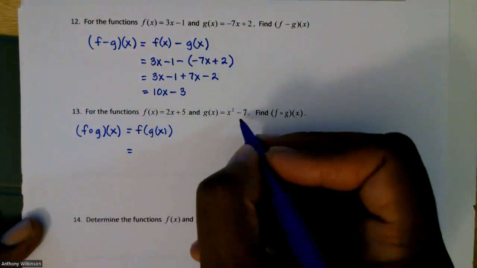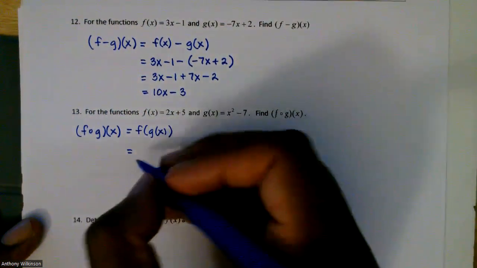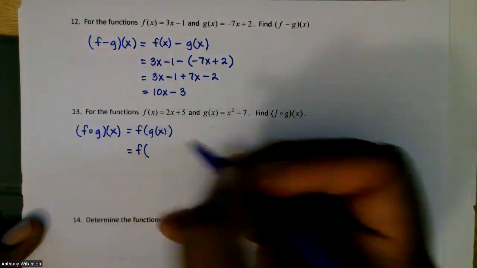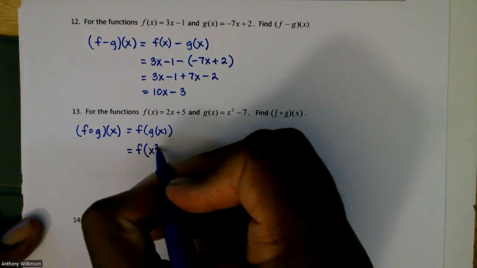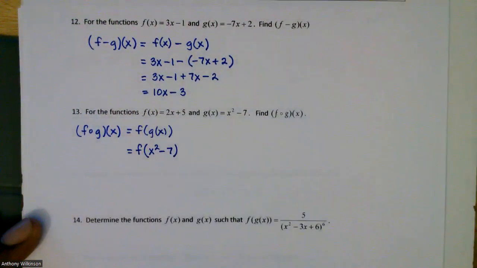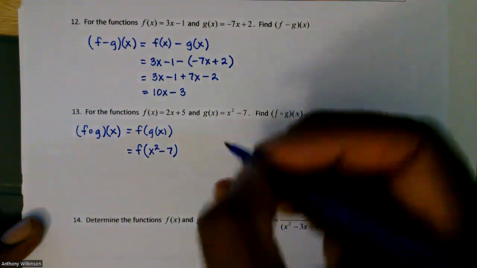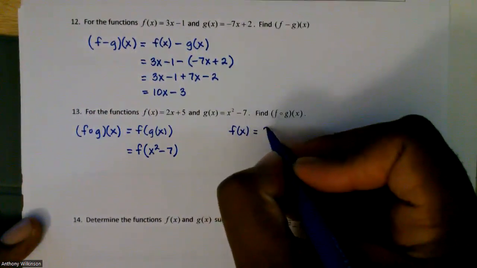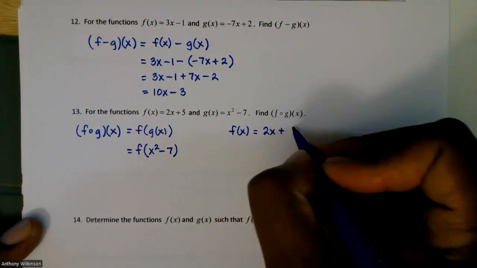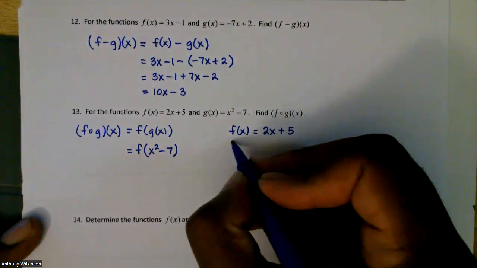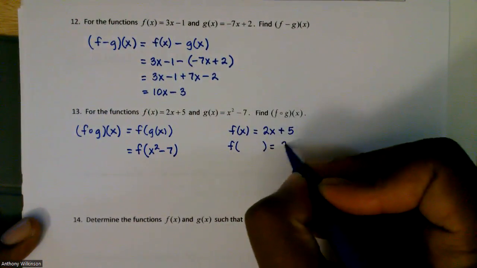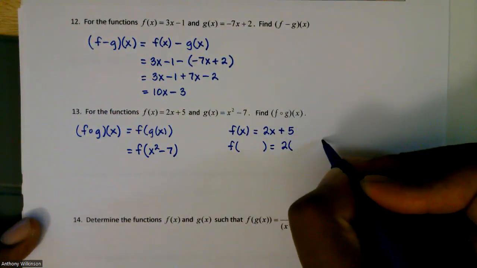And g of x is equal to x squared minus 7. So I'm going to bring down the f and replace that g of x with x squared minus 7. So I'm going to be evaluating f of x squared minus 7. But of course, f of x is equal to 2x plus 5, which means for every x in the f of x function, I'm going to replace it with what g of x is.